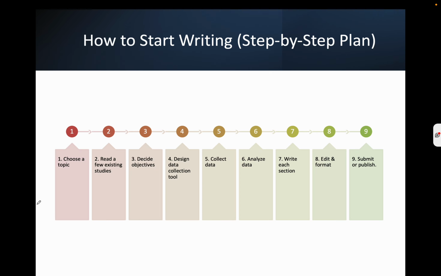How to start writing the research paper, students? This slide will give you a simple process to start your research paper. Start by choosing a topic you are interested in, and then read 4 to 5 research papers about it. Decide your objectives. Make the design and collection tool, collect the data, then analyze the data, write each section, edit and format, submit and publish. Not all publish, you have to submit and publish.